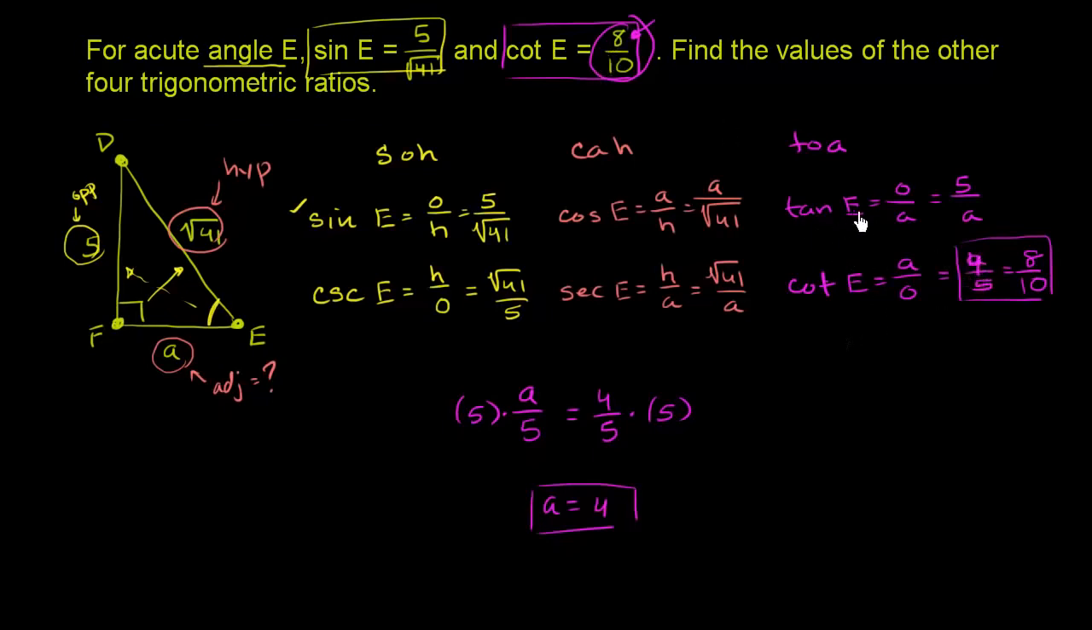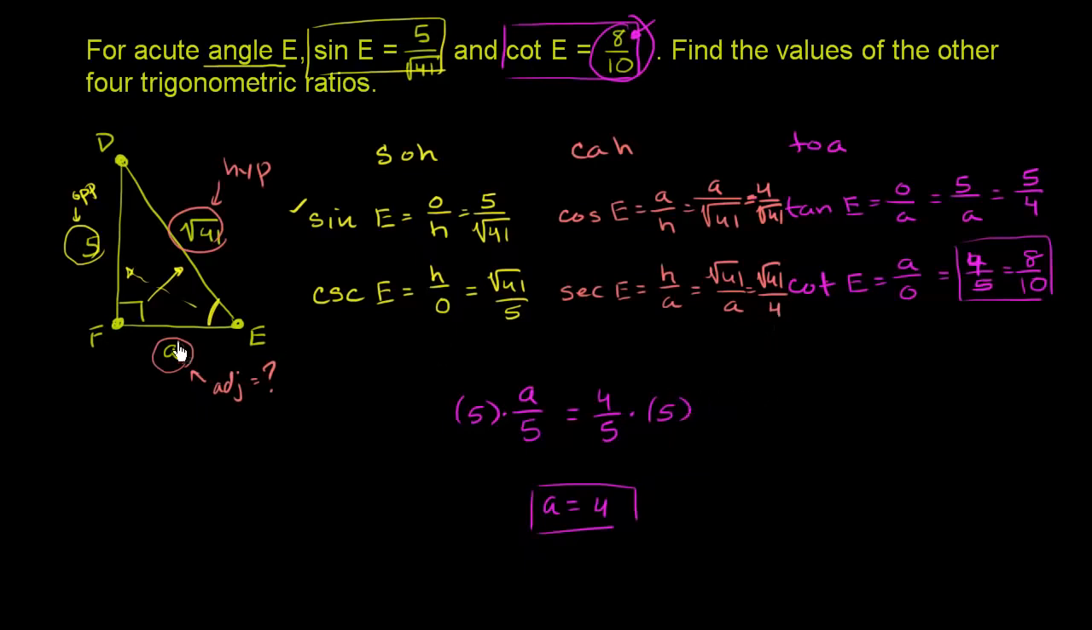We can say that the tangent of E, instead of saying it's 5 over A, is now 5 over 4. And now what would the cosine of E be? It was A over square root of 41. Now it is 4 over square root of 41. And what's the secant of E now? It was square root of 41 over A. Now it's square root of 41 over 4. So we at least know the value of A.